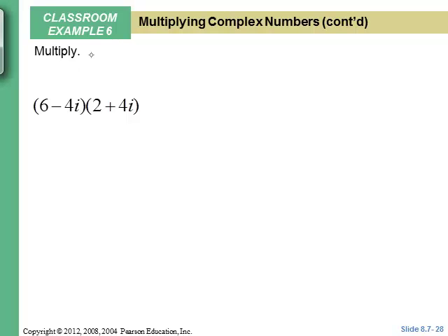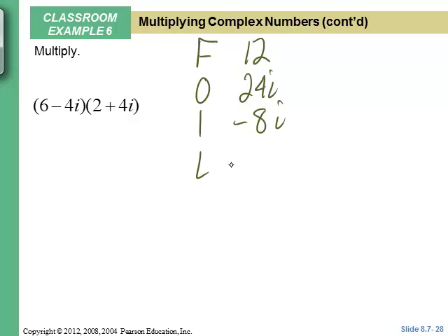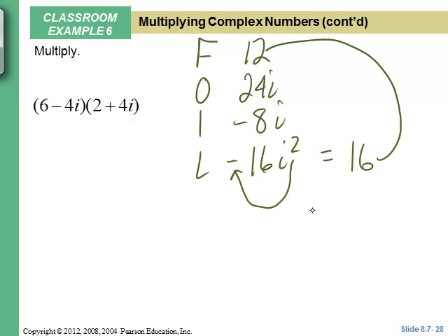Now, you can also use the FOIL method. First, outside, inside, last. Firsts are 12. Outsides is 24i. Insides is negative 8i. Lasts is negative 16i squared. But i squared is negative 1. Negative negative is positive. So you have 16 and 12 makes 28. 24 minus 8 is 16i.